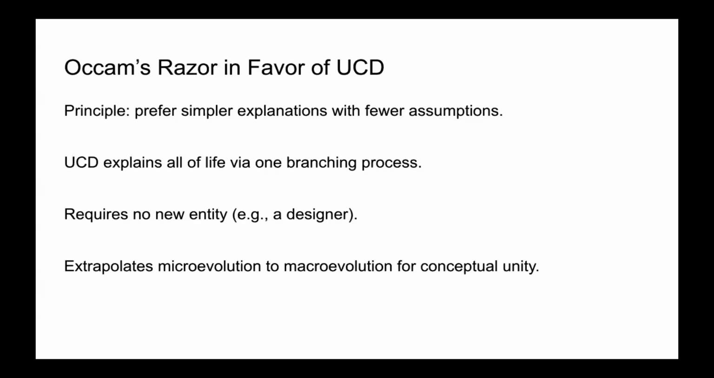Now, we're going to touch on Occam's razor once again. As a refresher from the first episode, there are multiple different versions of Occam's razor. A particular version is that you want to prefer the simpler explanation, the one that posits fewer assumptions, right? In the case of universal common descent, it's argued that it explains all of life through one branching process, and it doesn't require new entities, such as design or an intelligent designer. You can extrapolate this argument: because there are fewer assumptions in universal common descent, it should be preferred over design-based arguments.